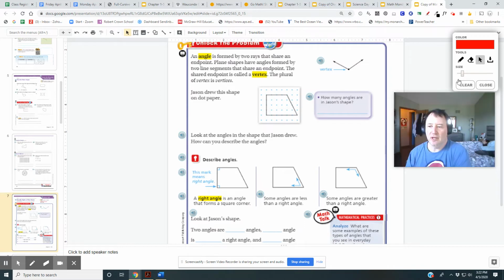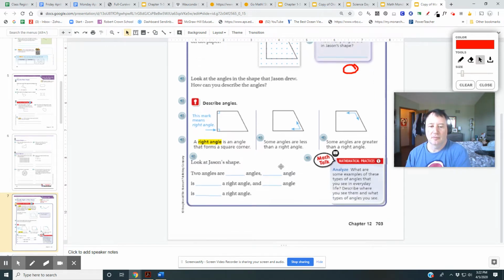Okay, so here we're working with angles and vertexes. The vertex is that point. And I'm just going to scroll down, and I see that I have a right angle, a less than a right angle, and a greater than a right angle.